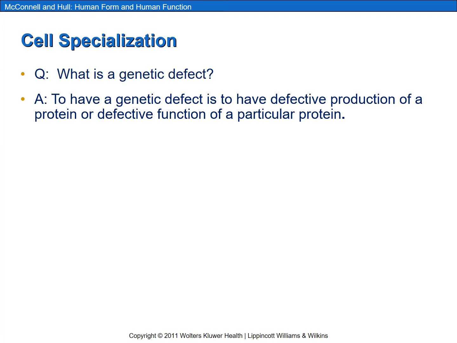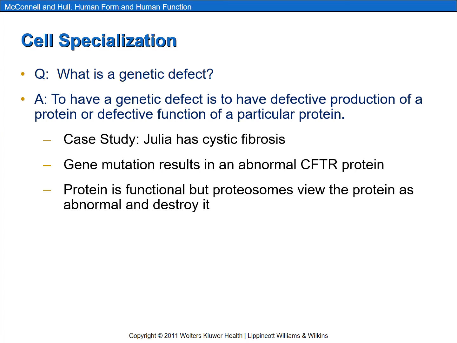Let's answer this question by looking at our case study. Julia is a little girl that has cystic fibrosis, and it's caused by a gene mutation, basically an alteration in the nucleotide sequence in the DNA, the gene that codes for the CFTR protein. The altered DNA sequence results in an abnormal CFTR protein.